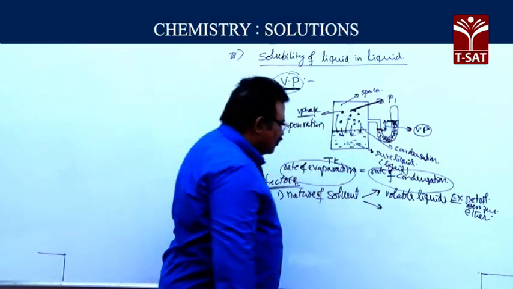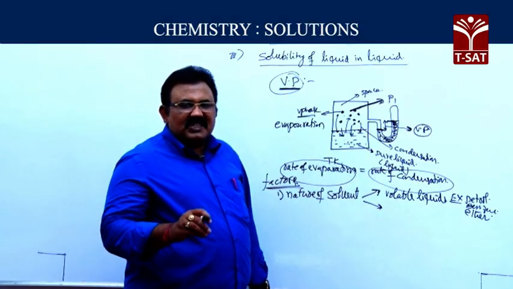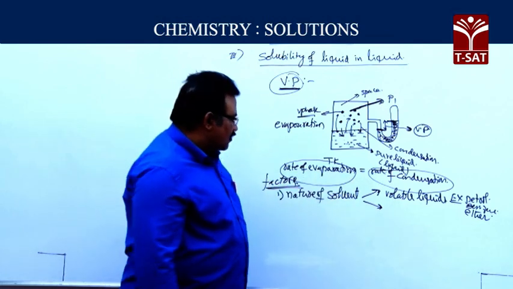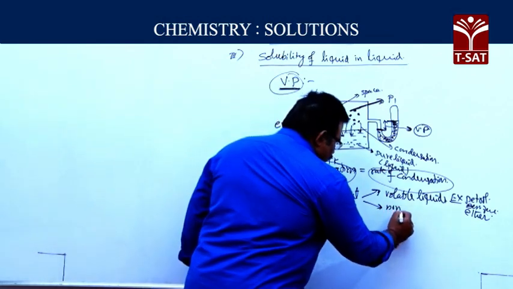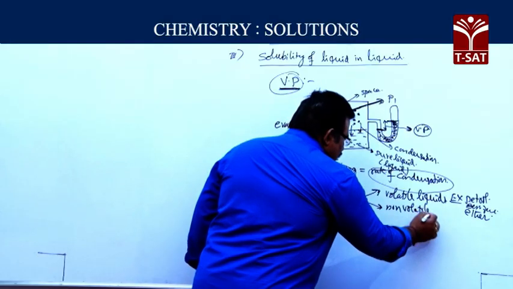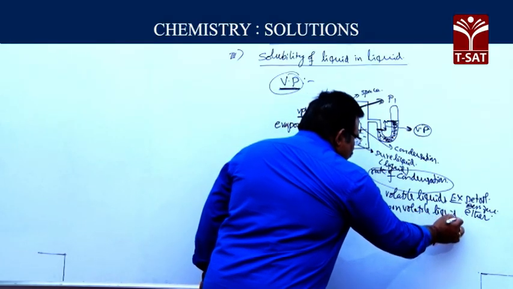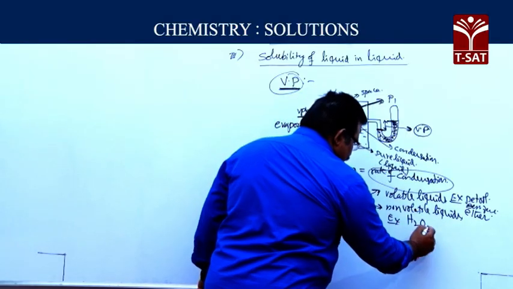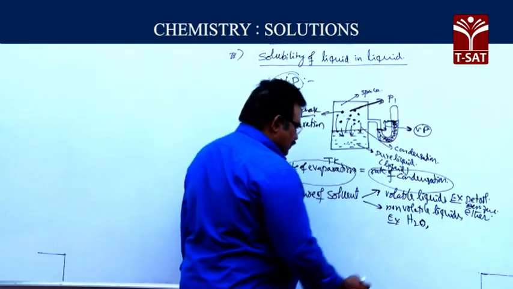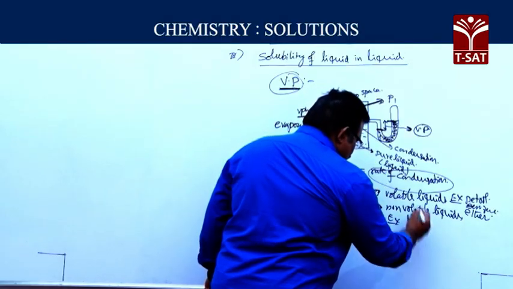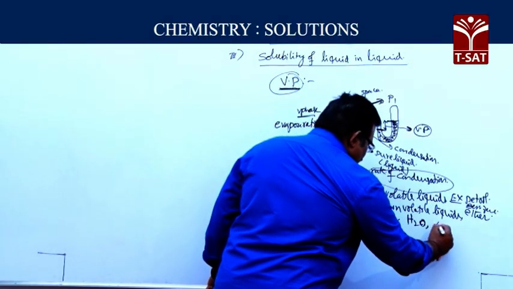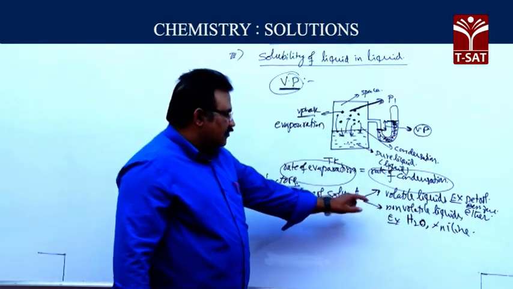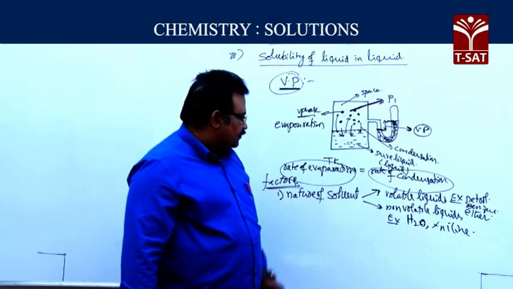The liquids which give less vapor pressure at that same temperature are called non-volatile liquids. Example, water, aniline. Non-volatile liquids give less vapor pressure.